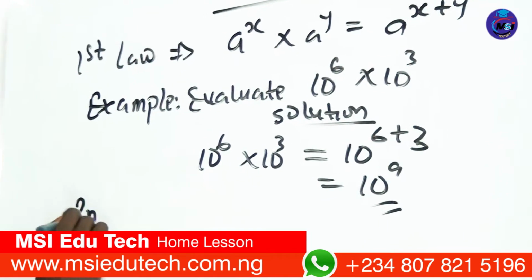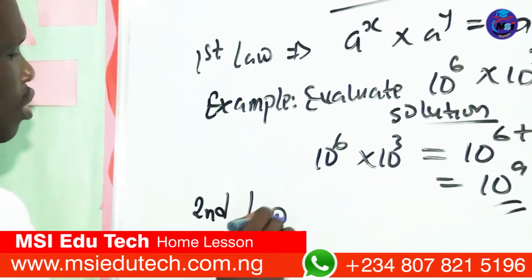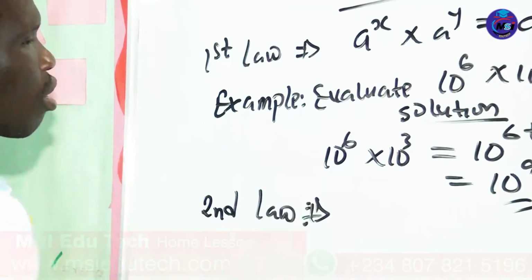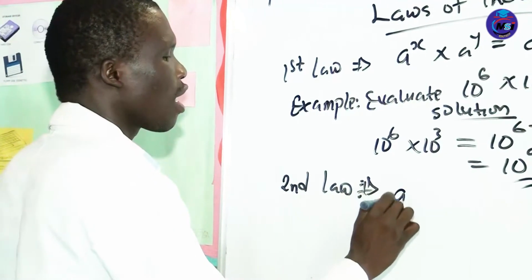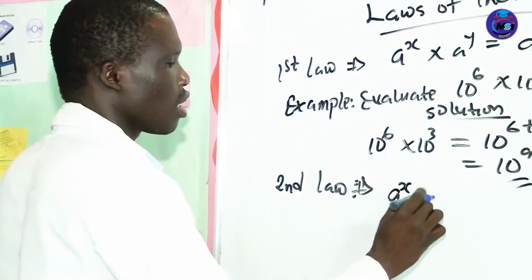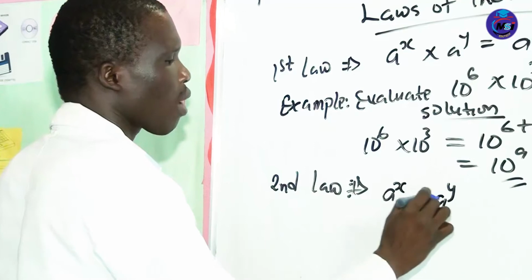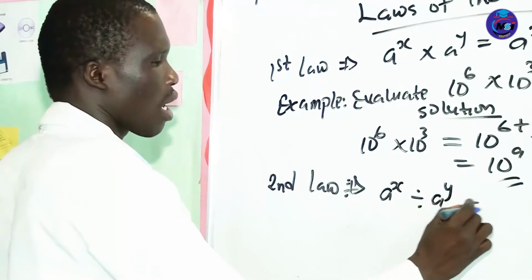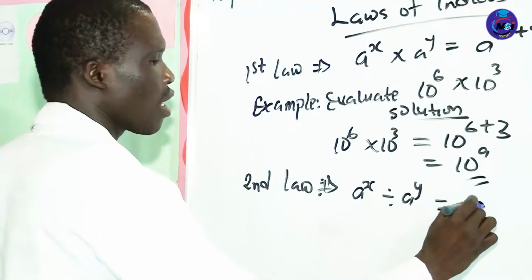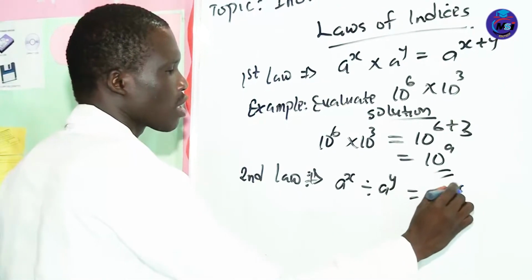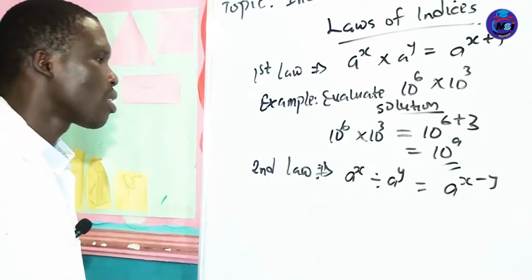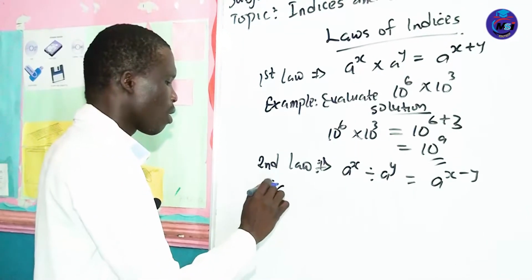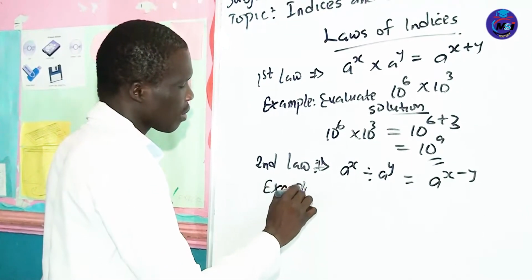Now let's look at the second law. The second law can also be called the division law. Let's say for instance you have a raised to power x divided by a raised to power y. What are we going to have? We are going to have a is common, raised to power x minus y.